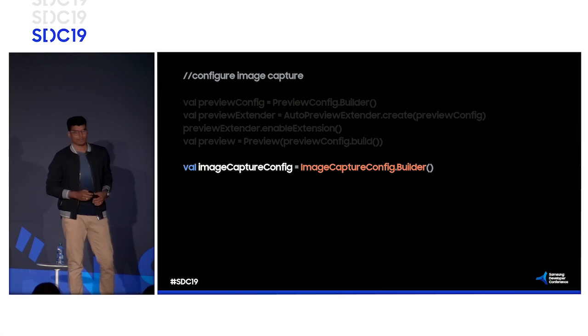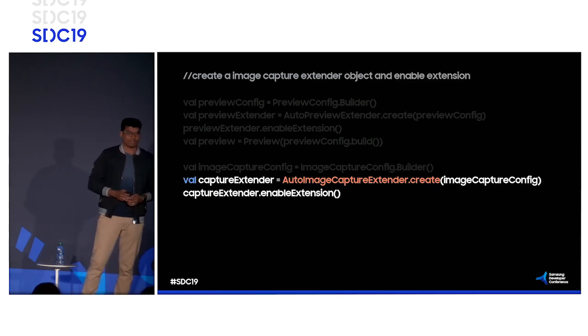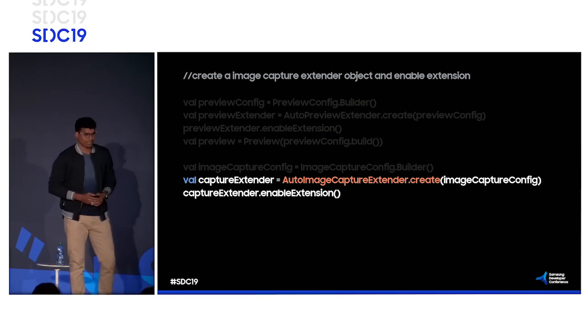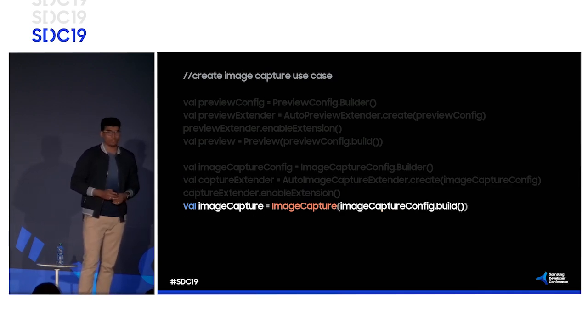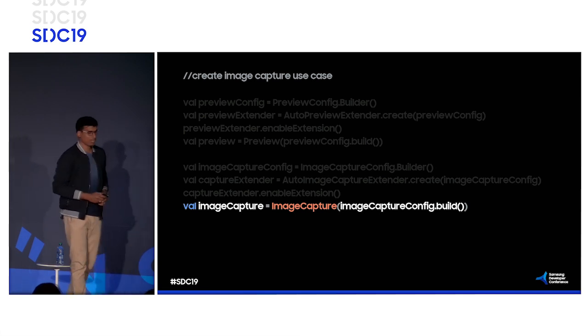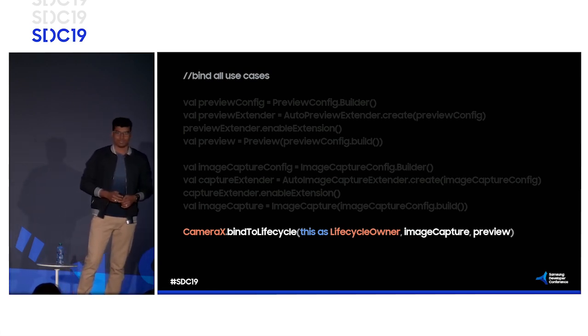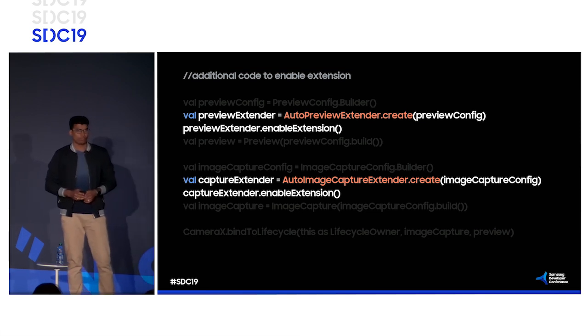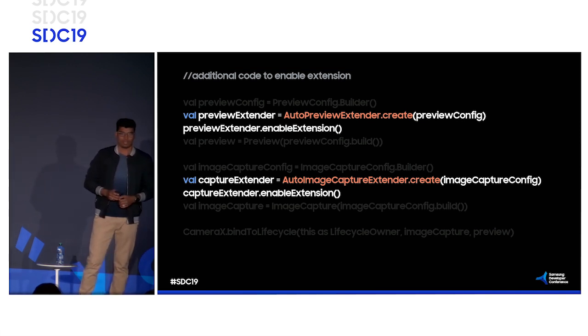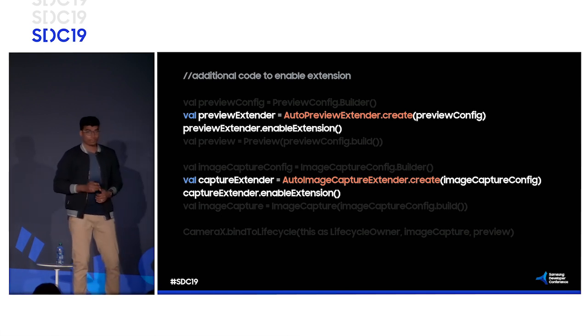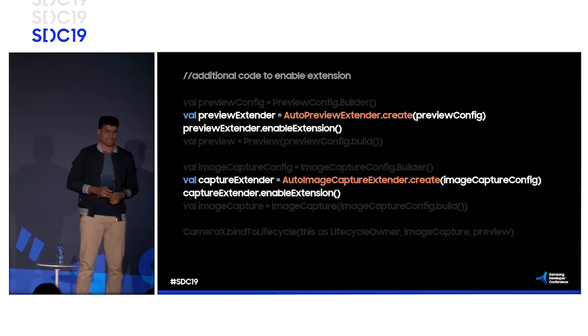Then we just create a preview use case using the same configuration. Image capture follows the same pattern as preview. And to configure image capture, we use the image capture config builder. And then we create an image capture extender and again call enable extension on it. And then we create an image capture use case. Once we have both the use cases ready, we bind them to CameraX by calling the bind to lifecycle API. So with just these 2 lines of code, one can enable auto extension in their CameraX application and utilize Samsung's pro-grade camera feature in their app.